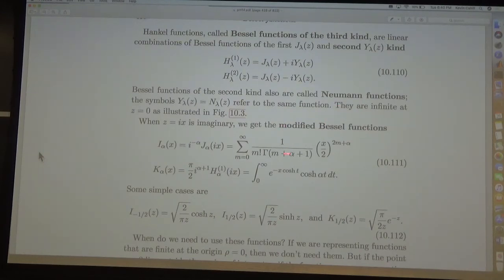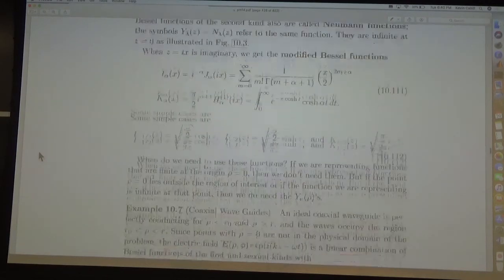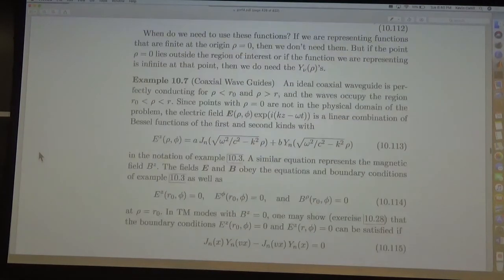If you let z be imaginary, then we get modified Bessel functions, for example I alpha or K alpha, and a few simple cases are these. And of course, when do you need these Bessel functions that diverge at the origin? Well, you need them if you're dealing with a physical problem in which the origin doesn't appear.